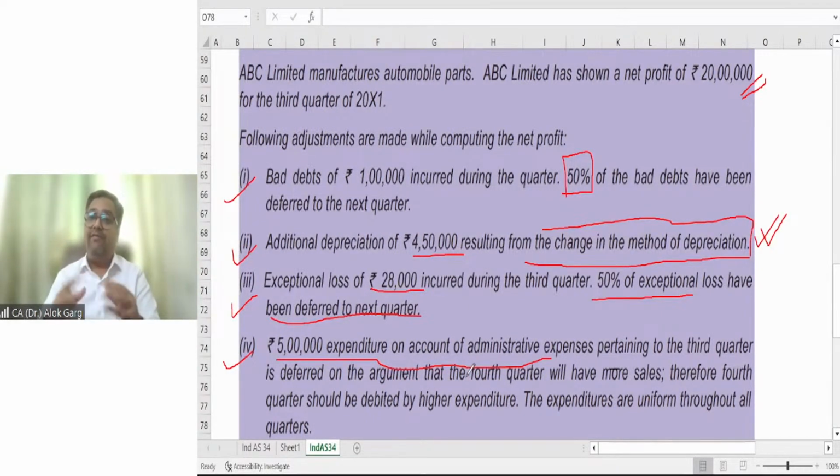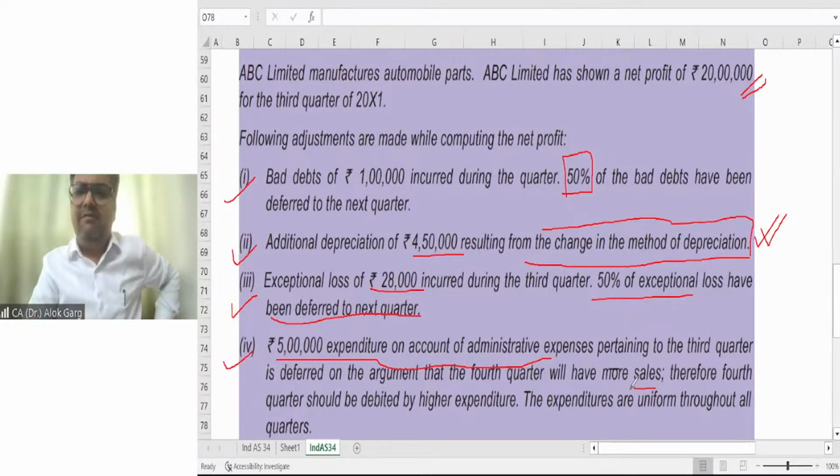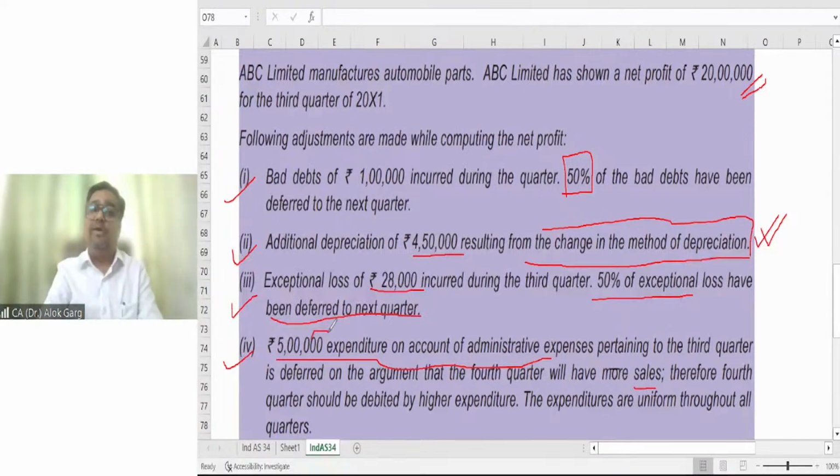And now the company is deferring this 5 lakh rupees on the argument that the fourth quarter will have more sales. The company is saying, in the last quarter, more sales will be there. And that is why this expenditure of 5 lakh should be debited in the next quarter. These expenditures are uniform throughout all quarters, right? It is saying that the expenditure should be uniform throughout all quarters.